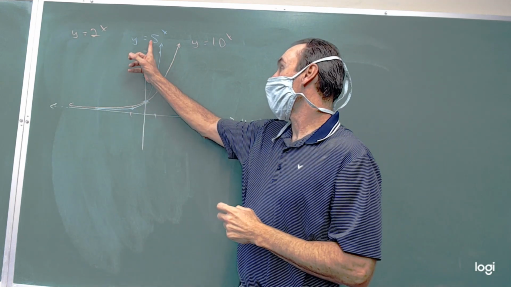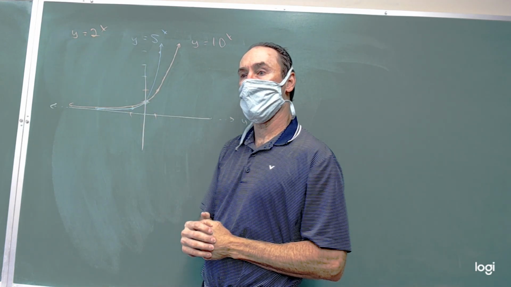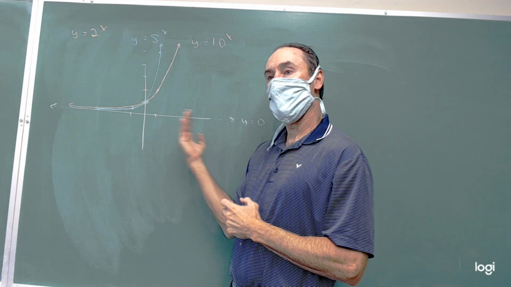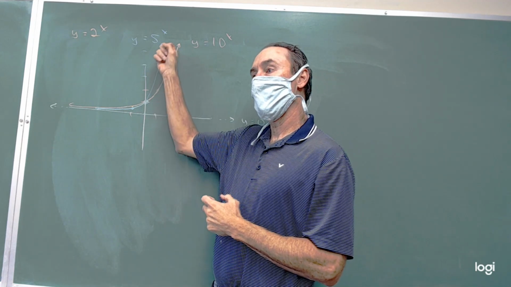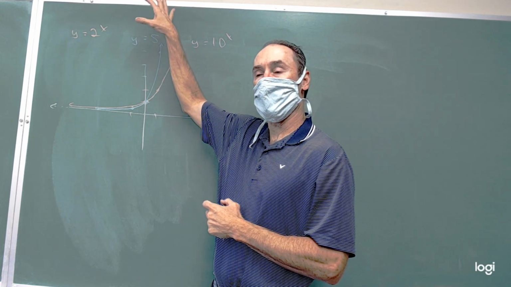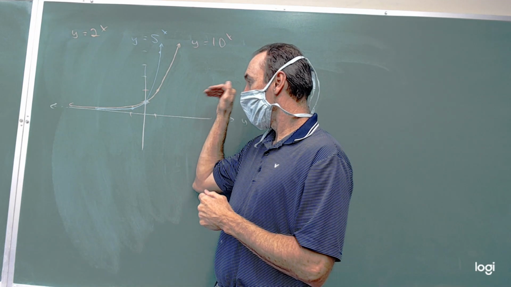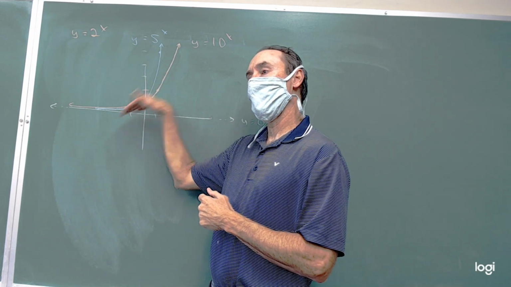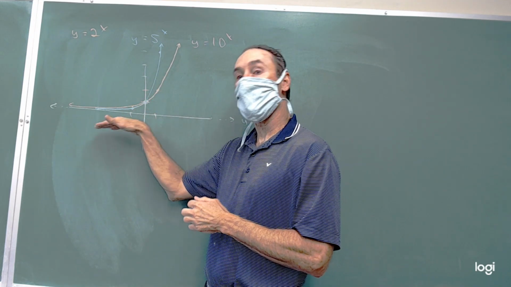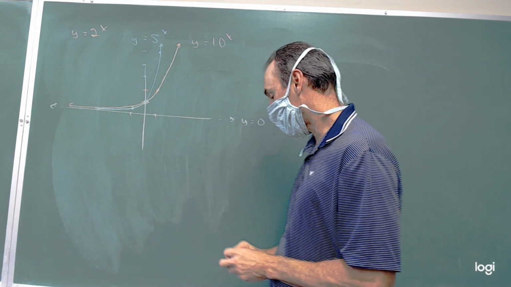So we're seeing that when the base 5 is bigger than the base 2, to the right of the y-axis, the higher base is above the lower base. It gets bigger faster. At 0, right on the y-axis, they're at the same place. And then to the left, the bigger base, the 5, is going to get closer to the x-axis faster. It's going to hug that x-axis faster.